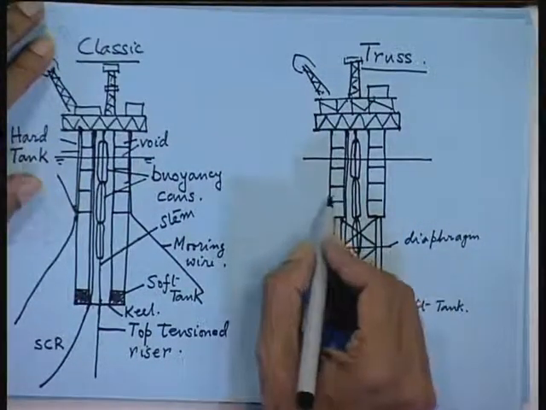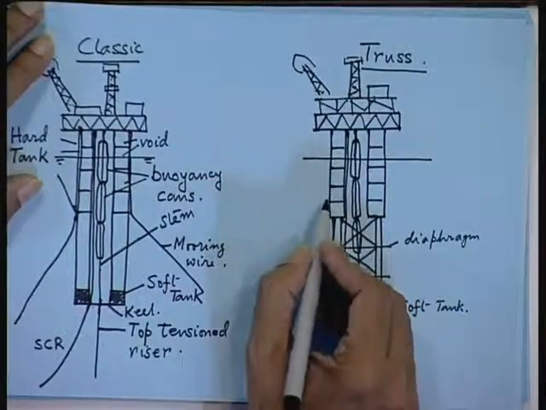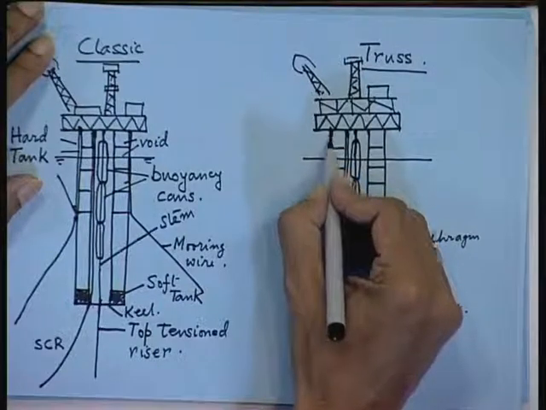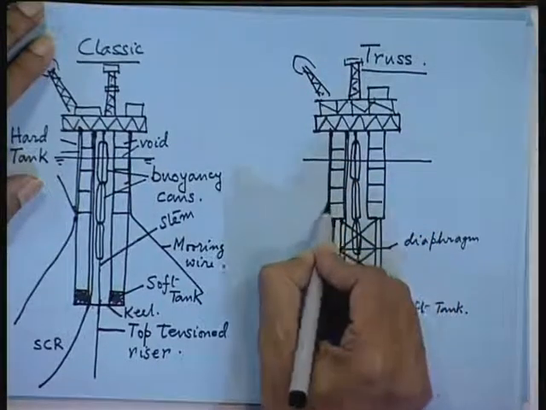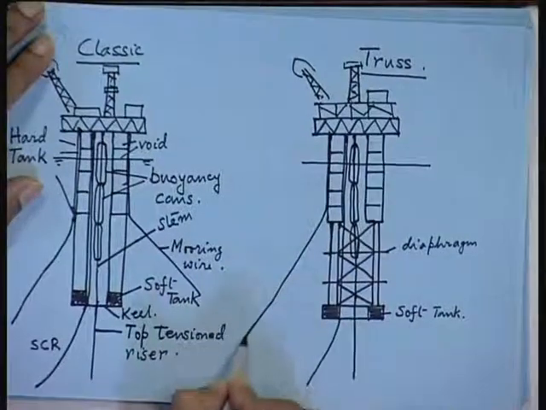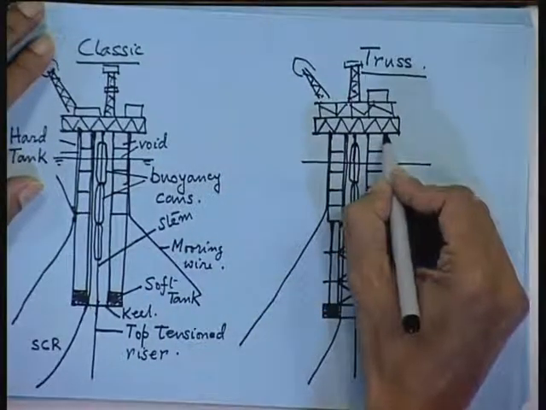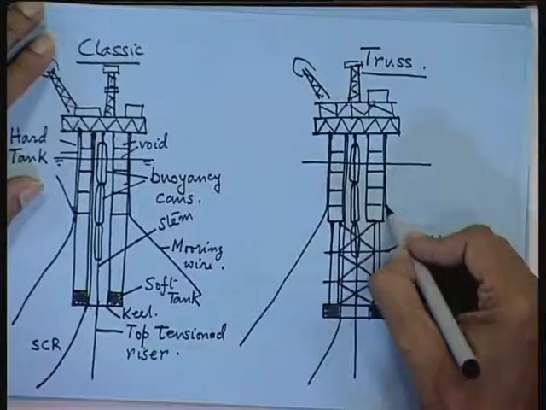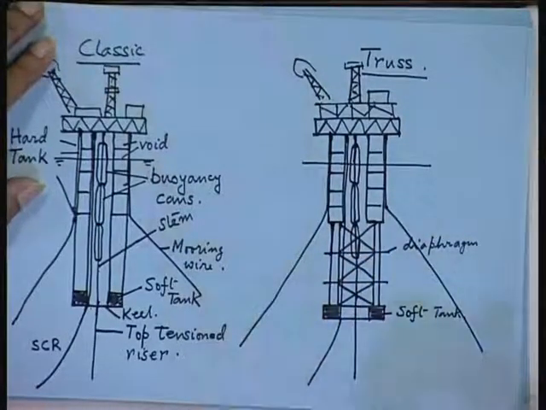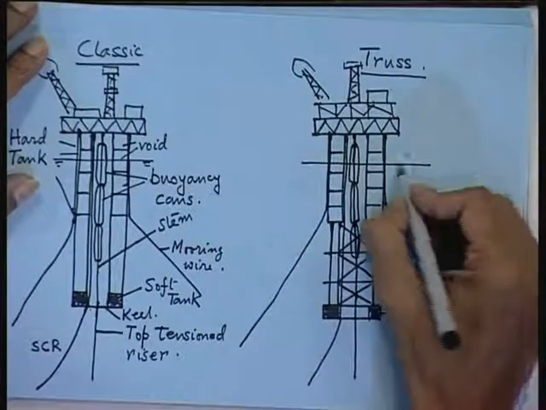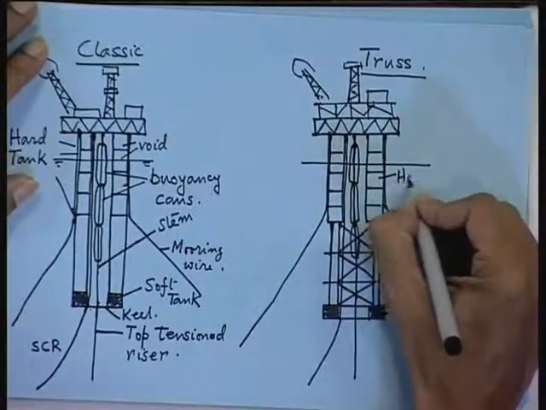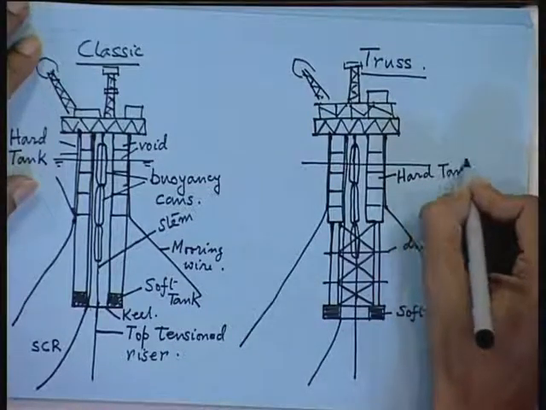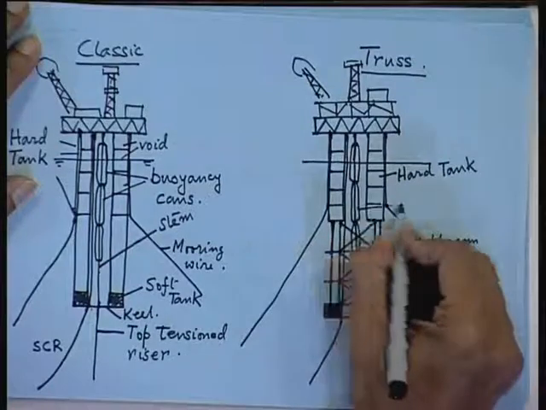The mooring actually will come from the side. So, the mooring chain or wire is led from the top, comes down from the side, same as the previous one. So, this is your hard tank. Buoyancy cans.